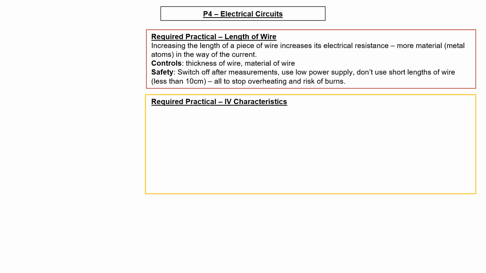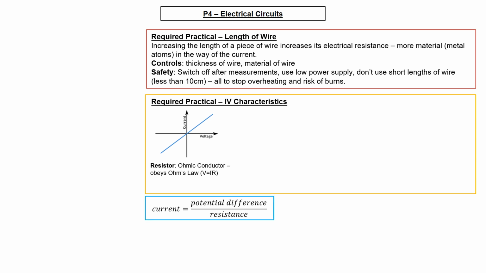Required practical, the second one here. We have got IV characteristics. First one, resistor. This is called an ohmic conductor because it obeys Ohm's law, V equals IR. There it is as a different equation as well: current is equal to potential difference over resistance, I equals V over R. It's the same equation, just slightly rearranged.